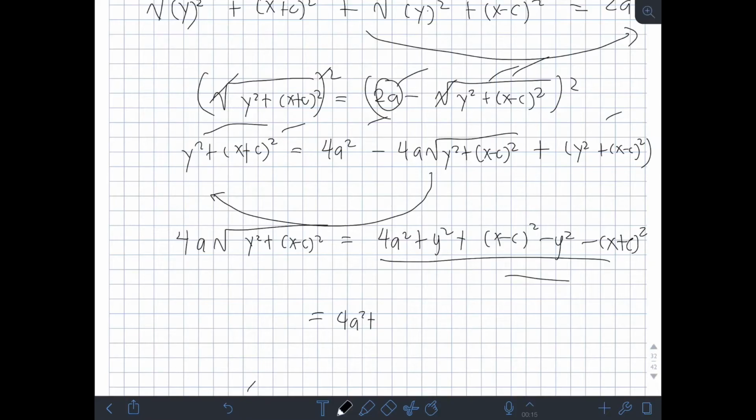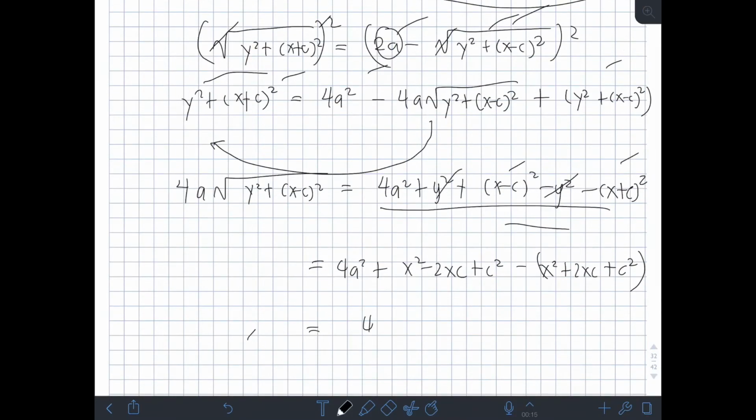So, 4a squared plus y squared. So, cancel pala si y squared, right? So, square na lang natin tong dalawa. Plus x squared minus 2xc plus c squared. Then, minus, ito, we have x squared plus 2xc plus c squared. So, pag sinimplify natin, we have 4a squared plus x squared minus 2xc plus c squared.